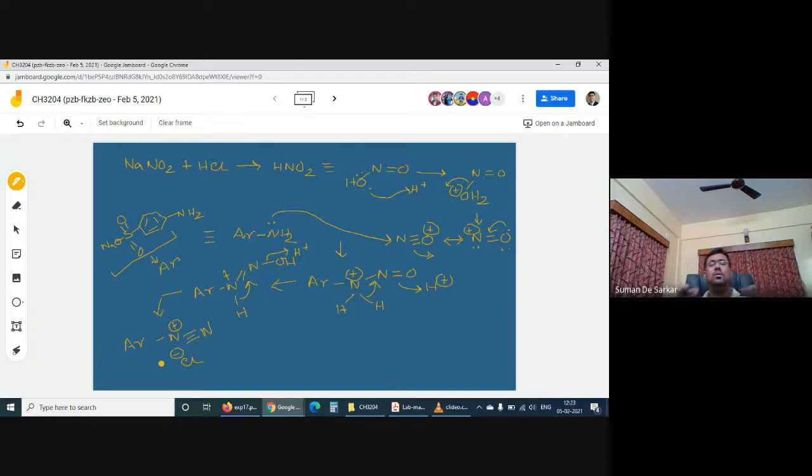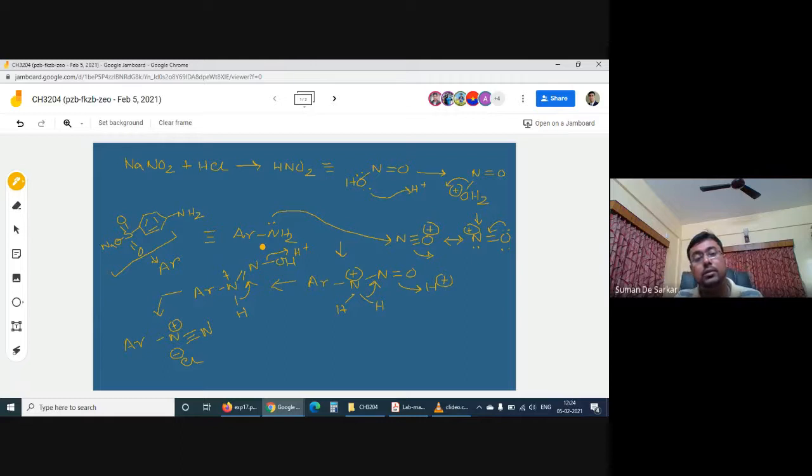But in water, it will be dissolved. Basically, both the anion and the cation will be surrounded with water molecules just to solubilize. So just by doing this reaction, mixing NaNO2, HCl, and this amine, we can generate the diazonium salt.